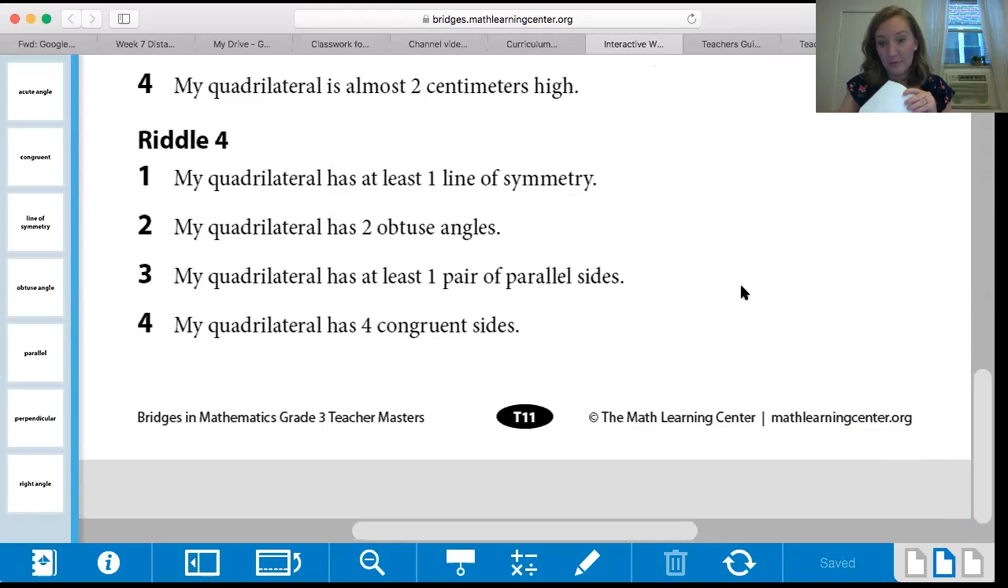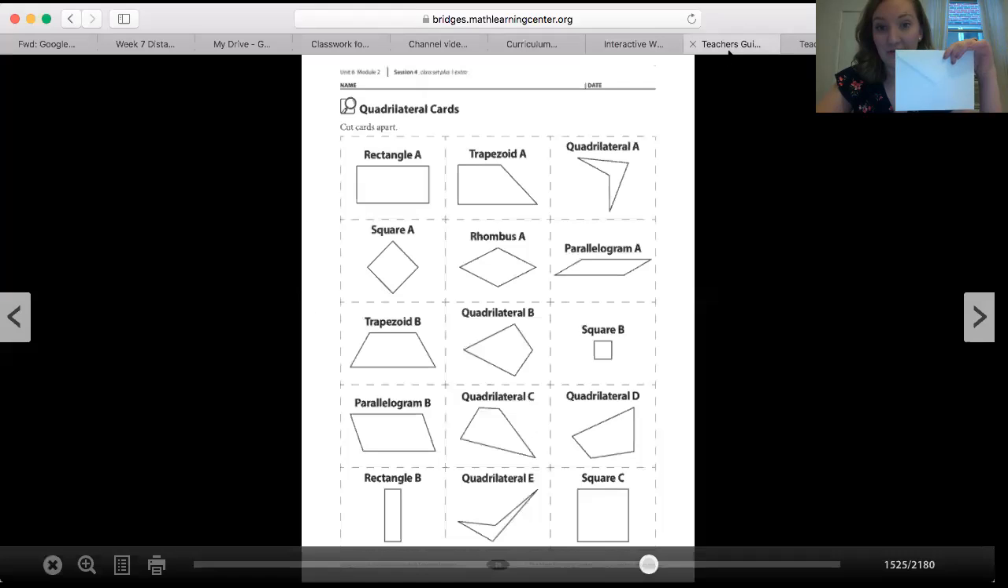Okay, I have my envelope ready here. You ready to guess what's inside? I'll give you the choices one more time. Which one do you think it is? Go ahead and comment to let me know how you guys did with these riddles. It was rhombus A. Really good job if you were able to guess that one, rhombus A.